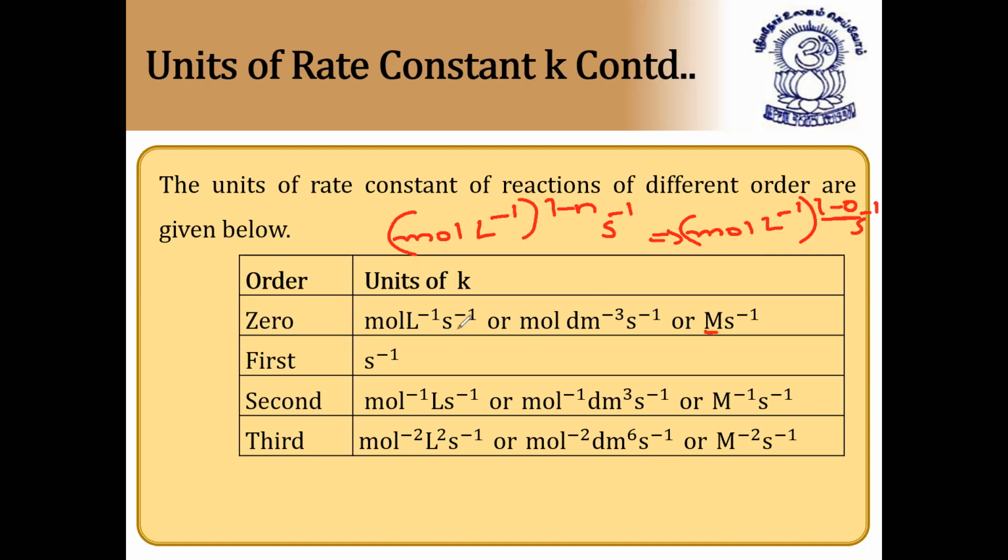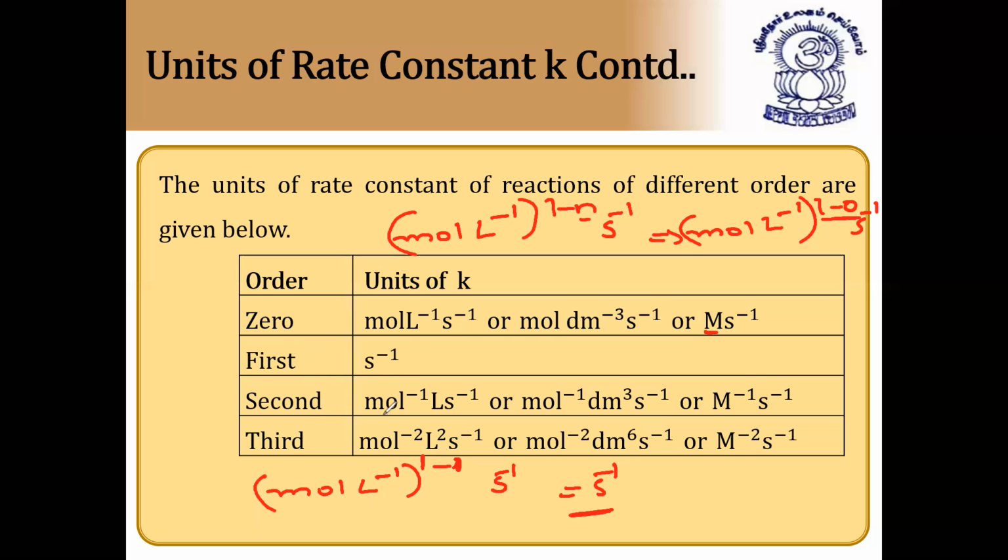Next, first order. Apply the same formula: moles per liter whole to the power of 1 minus 1, into second inverse. So 1 minus 1 is 0, and anything to the power 0 is 1. So the unit of rate constant for first order reaction is second inverse.